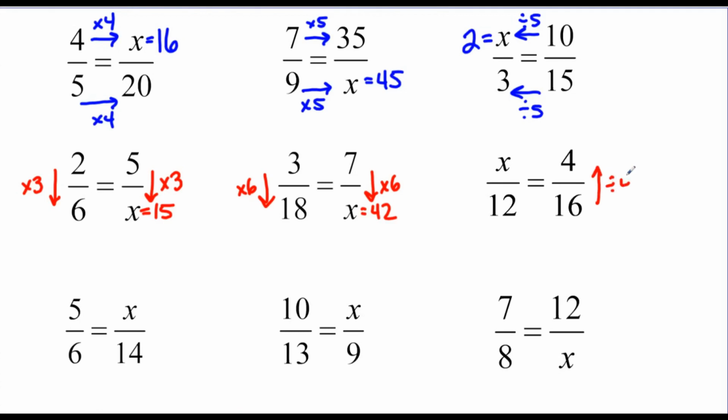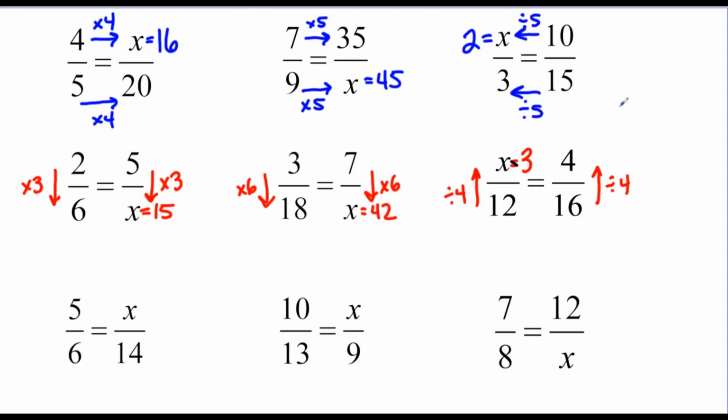16 divided by 4 is 4. So that, again, same relationship must exist in the other ratio. 12 divided by 4 will tell me what my numerator is, and that's going to be 3. So x is equal to 3. So 3/12 is equal to 4/16. Have you solved all of these so far, and is that the strategy you used?